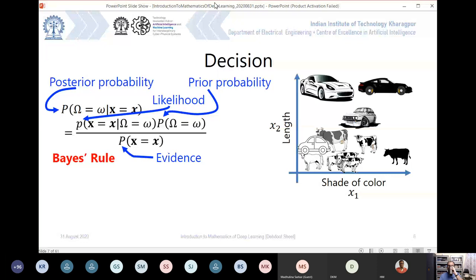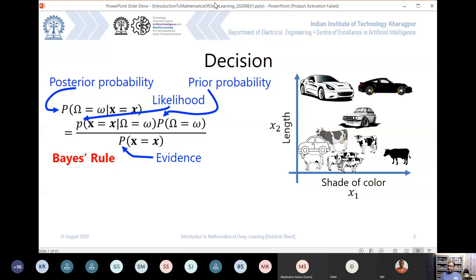Now, if we go from there, I want to solve an interesting problem. What you see on the right hand side of the screen is a bunch of cows and cars. You have two different measurements on the axes. One is called x1, another is x2. x1 is what I call the shade of color of the particular object, and x2 is what I call the length of the object which we are seeing over here.